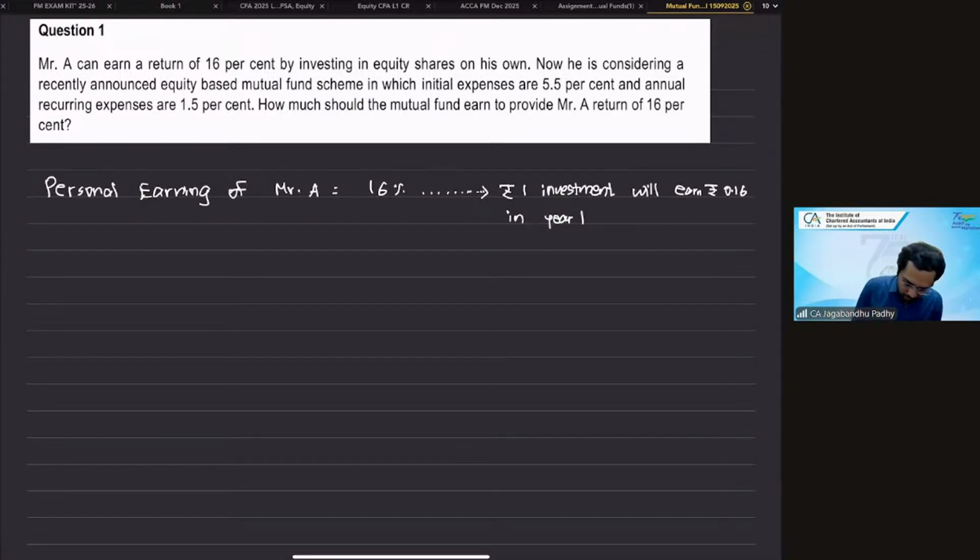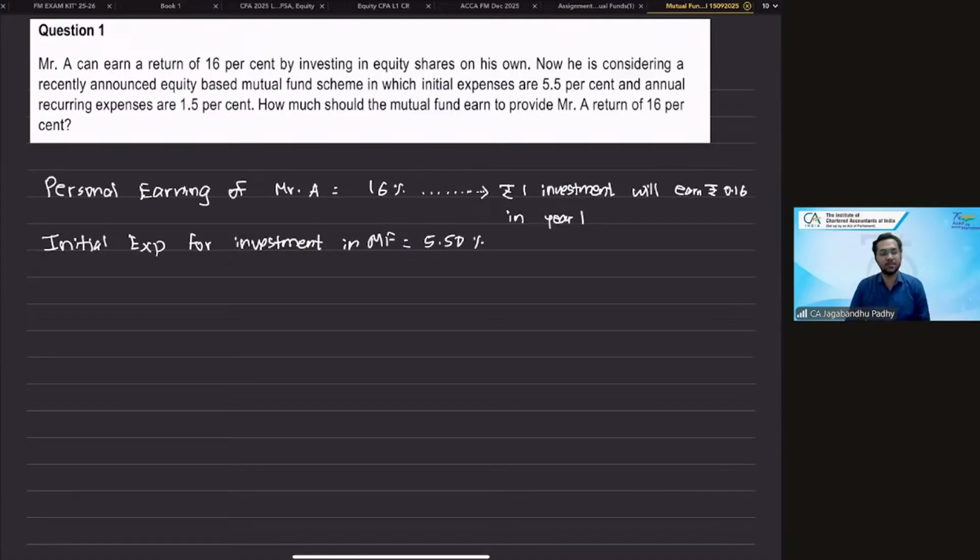Okay. And the question says, what is the initial expense that we have? Initial expense for investment in mutual fund, which is 5.5%. Now, what do you understand by this 5.5% as the initial investment expense? These are the expenses which you need to bear for establishing the fund, or fund establishment expenses are 5.5%. Fund establishment expense. Now, what do you mean by fund establishment expense?